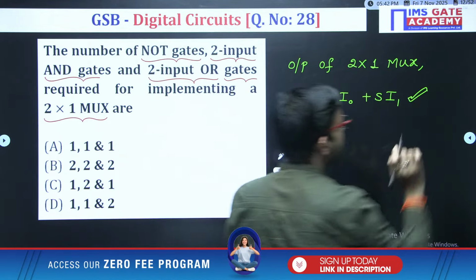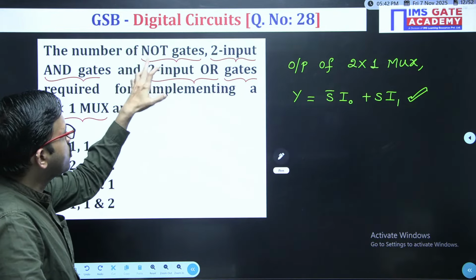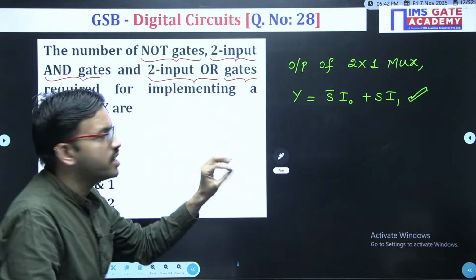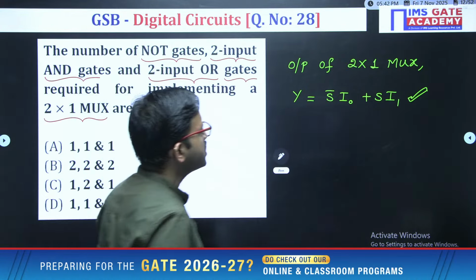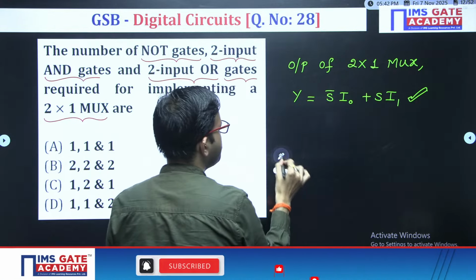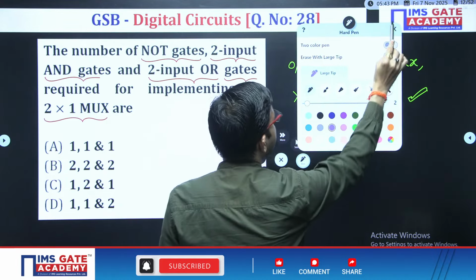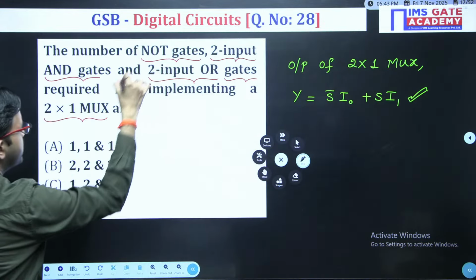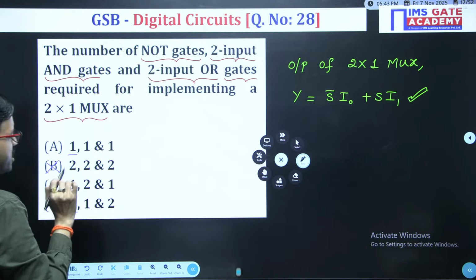So for implementing this 2-by-1 mux, regarding logic gates, what are the basic gates, like NOT gate, AND gate, OR gate? How many such gates are individually required? That is the question. See, just by observation, S bar. That means here we require 1 NOT gate. So the number of NOT gates required is 1. So option B we can eliminate.